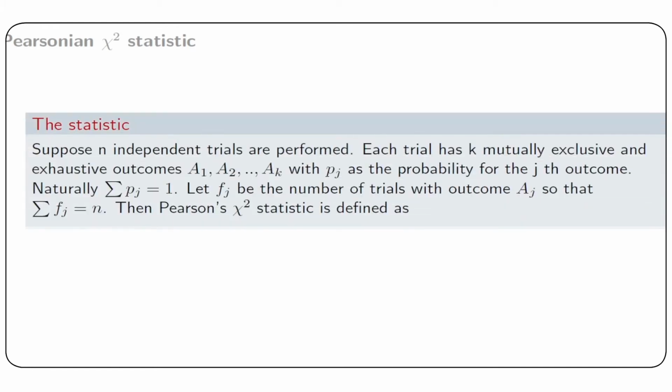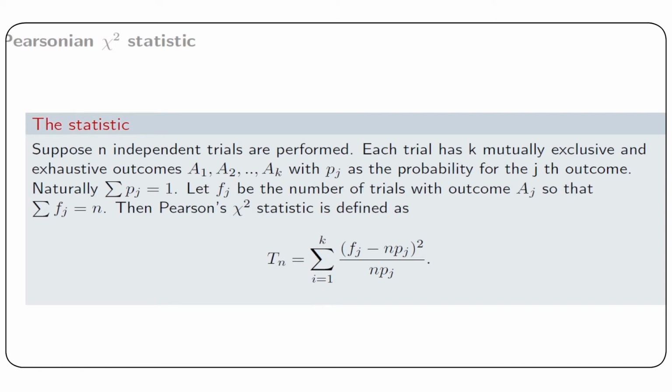Our next topic is on the Pearsonian chi-square statistic. So before we go to some application, let us form the statistic and the basic premises. Suppose n independent trials are performed. Each trial has k mutually exclusive and exhaustive outcomes a_1, a_2, ..., a_k, with p_j as the probability for the jth outcome. Naturally, since we are considering mutually exclusive and exhaustive outcomes, the sum over p_j for every j is unity. Let f_j be the number of trials with outcome a_j, so that summation f_j equals n.